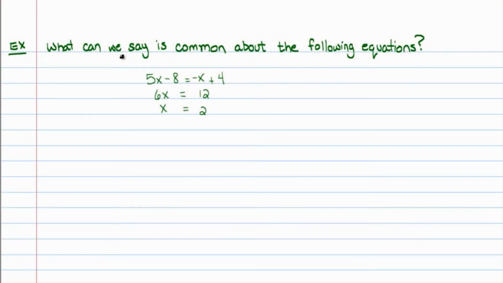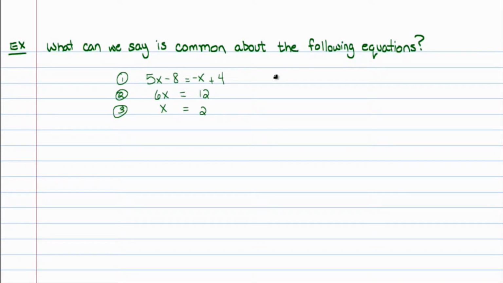So let's go ahead and take a look at a little sub-example I have here. What can we say that is common about the following equations? So we have equations 1, 2, and 3 here. And they're all different equations. They all look different. The last one tells us explicitly what x is here. X is 2. The second one doesn't tell us explicitly what x is. However, if x were 2, it'd be 2 times 6, or 12 on the left-hand side, which would make this a true statement.